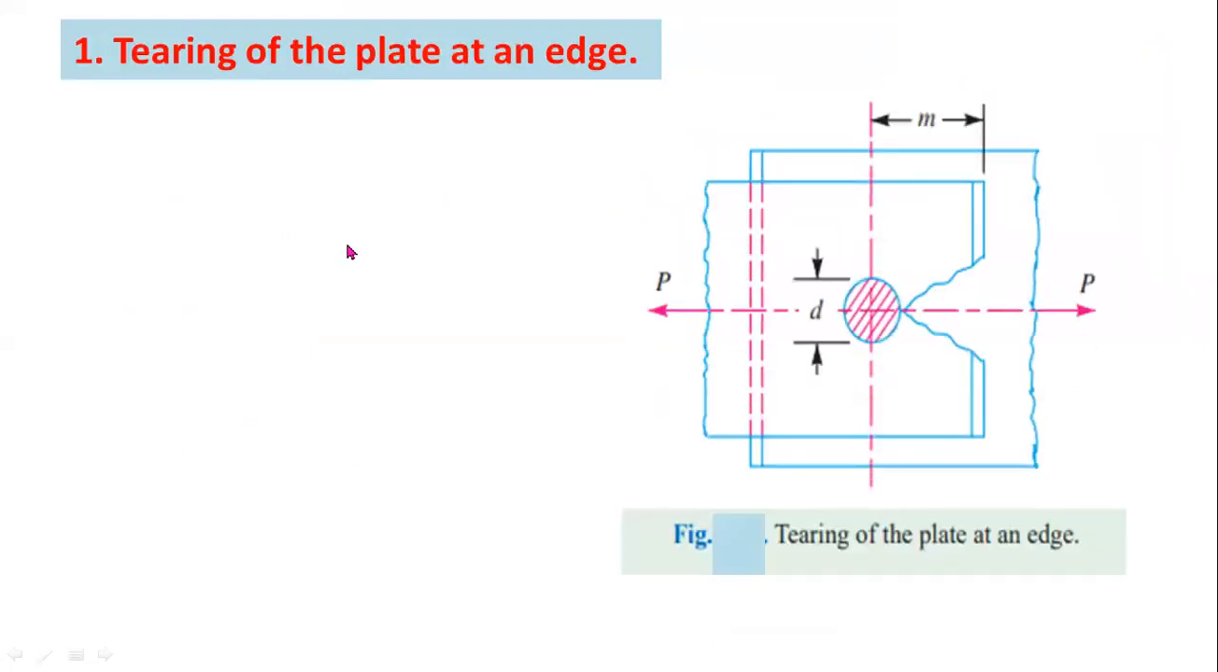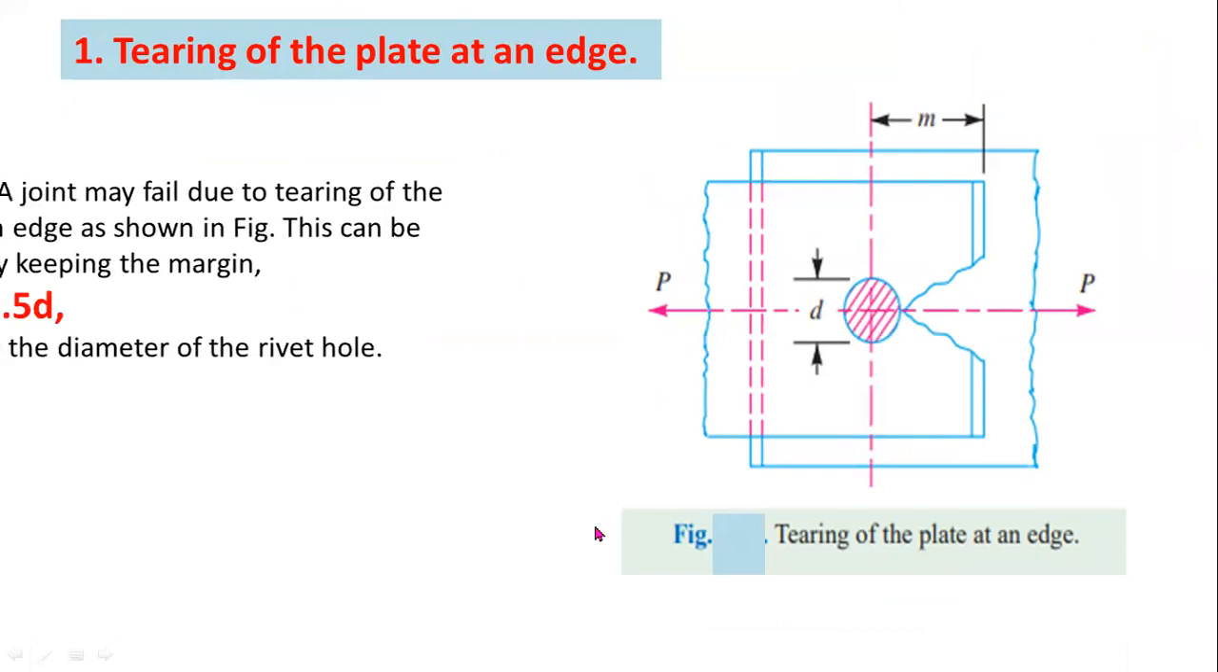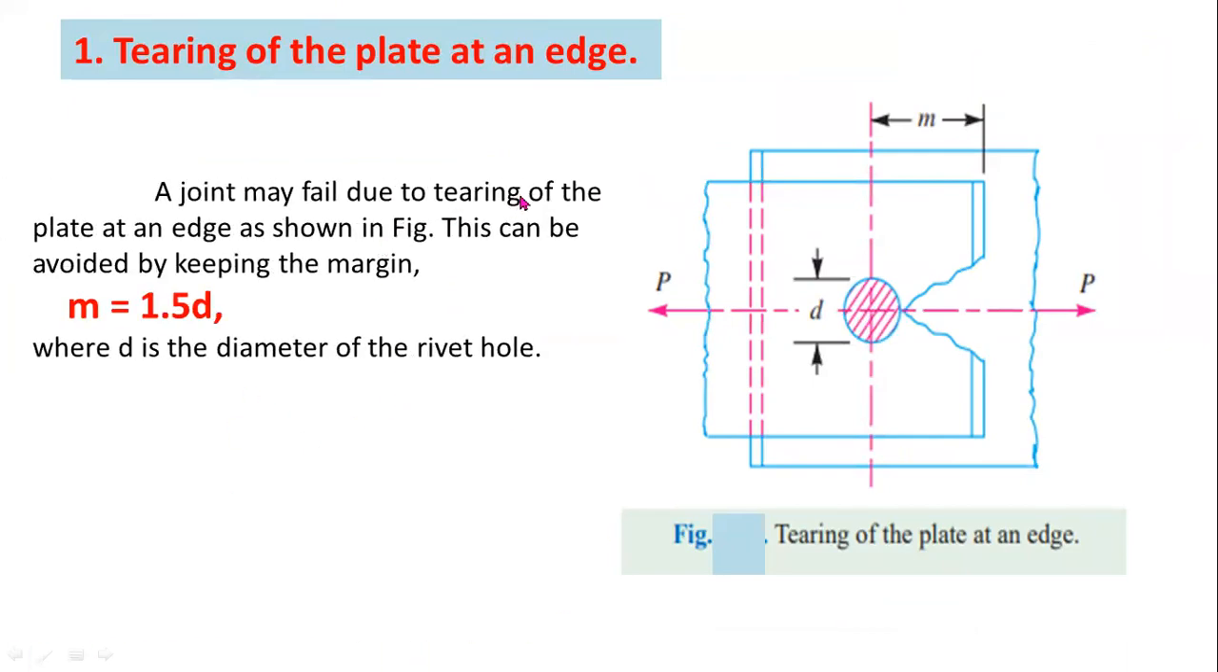First failure, tearing of the plate at an edge. A joint may fail due to tearing of the plate at an edge as shown here. This can be avoided by keeping the proper margin, that is m equal to 1.5 times the diameter. By providing a minimum margin, you can avoid this failure.